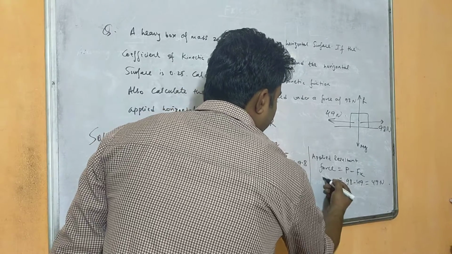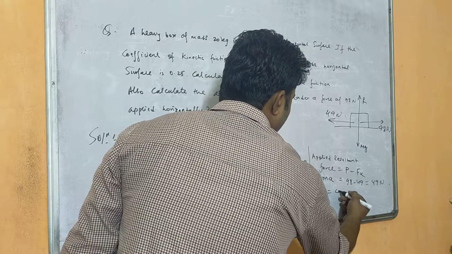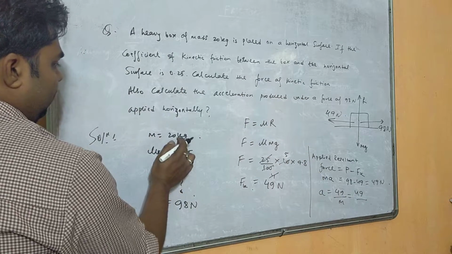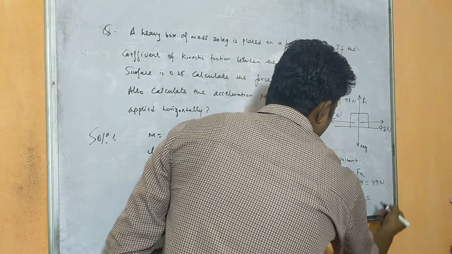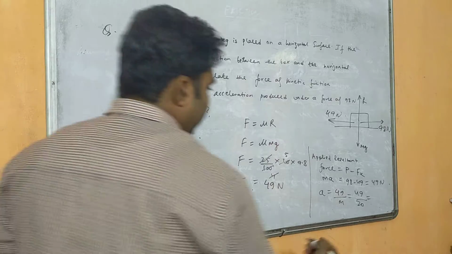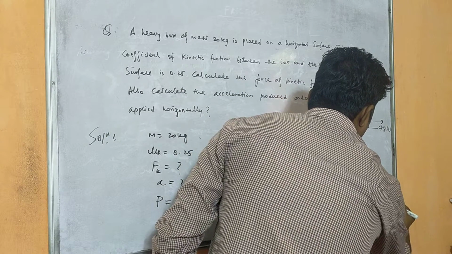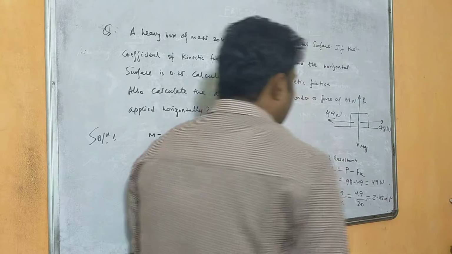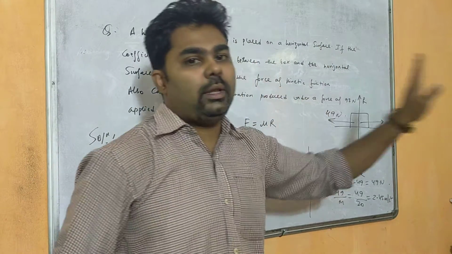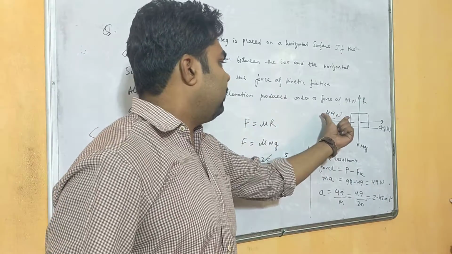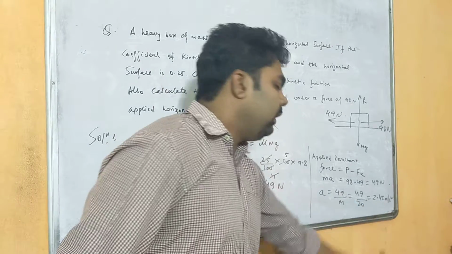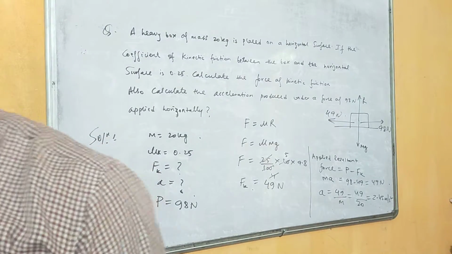Now applied force can be written as m into a, so a equals 49 by m. So 49 you will divide by m, which is given as 20 kg, right? So when you divide 49 by 20, you will get 2.45 meter per second square. So this was our acceleration which is produced on the block when 98 Newton is applied on our object and frictional force is 49 Newton. So what is the acceleration of the block? Acceleration of the block is 2.45 meter per second square.